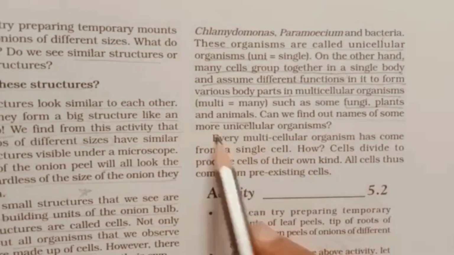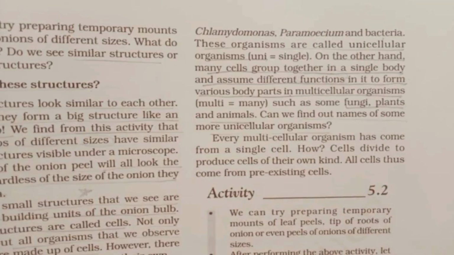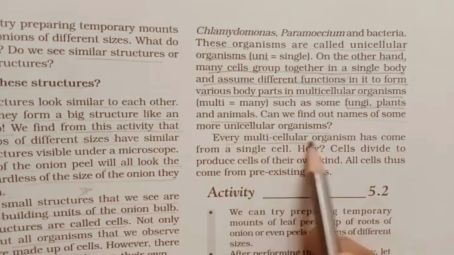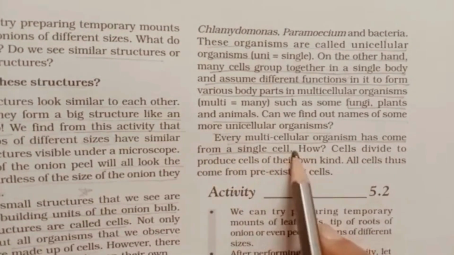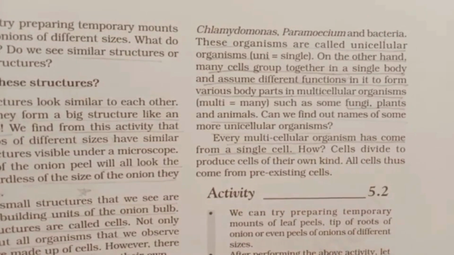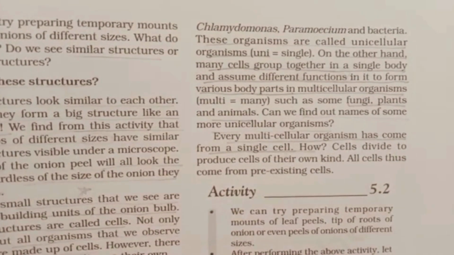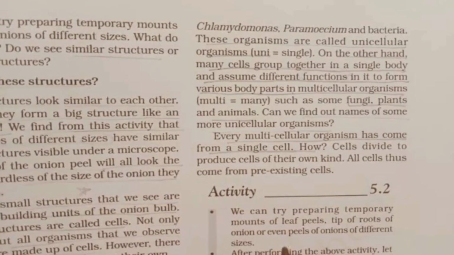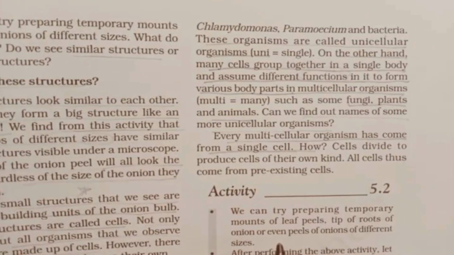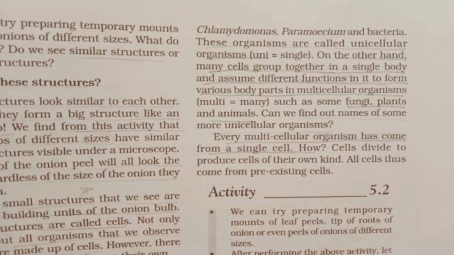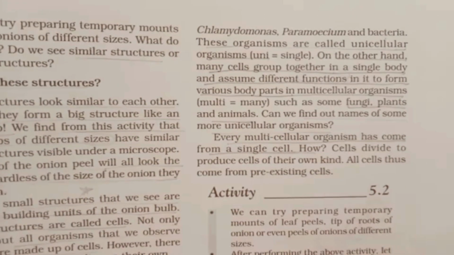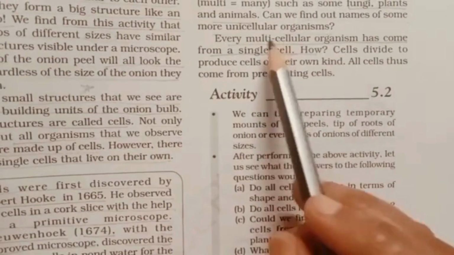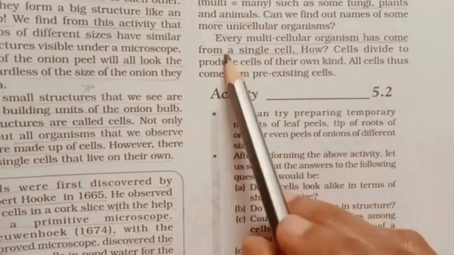Can we find out names of some more multicellular organisms? Yes, cat, dog, human beings, plants, all of them are multicellular. So every multicellular organism has come from a single cell. How? Yes, every multicellular organism has come from a single cell. That means at some point in your life you must have been a single cell like an amoeba. How do they do it? How does a single cell convert into a multicellular organism? So every multicellular organism has come from a single cell.